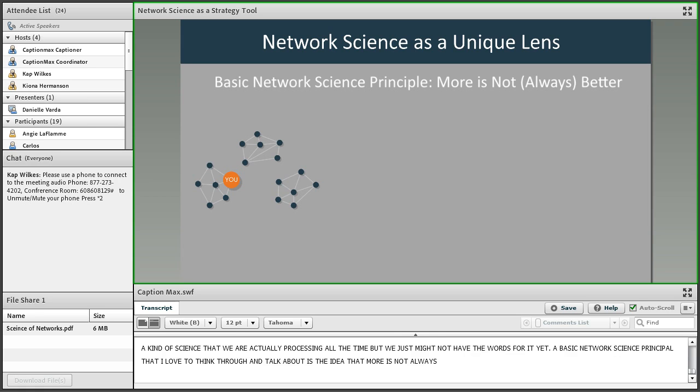But a basic network science principle that I really love to think through and talk about is this idea that more is not always better. It really is an interesting, counterintuitive principle to the way that we're more commonly taught and even intuitively think about how we should build networks. Networks feel good because we think that there's something valuable in connection, and so we get distracted with this idea that more is better. So if we build up more and more connections, we're going to have a better outcome.